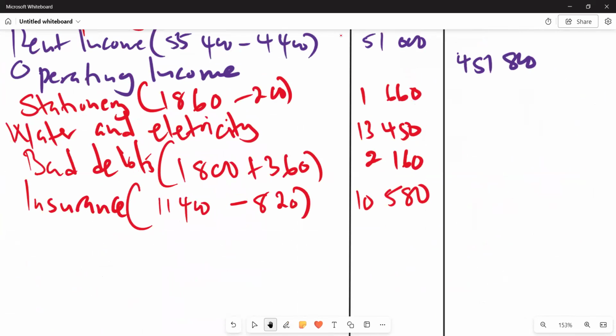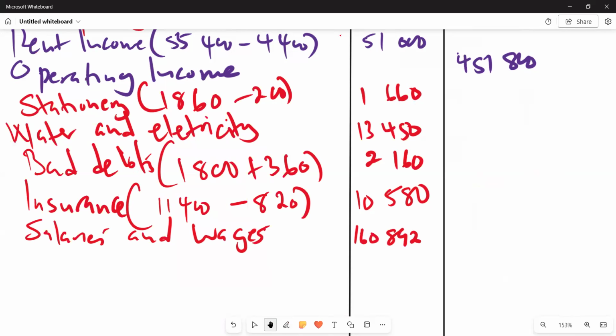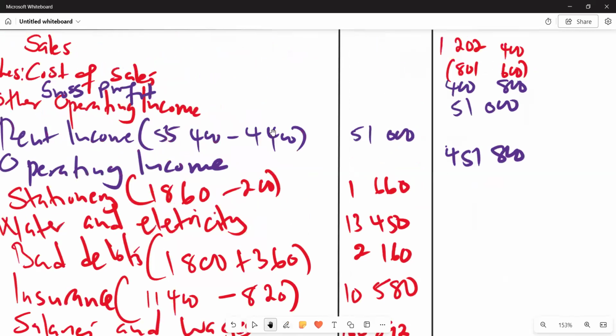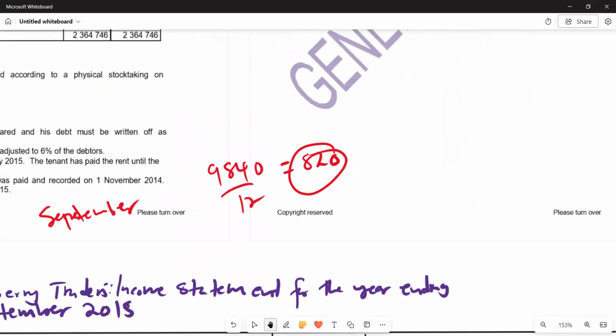Now we are saying salaries and wages, and the figure that we are given for salaries and wages is 160,892. So we can as well try to go to that one that is mentioning salaries that we need to put here.